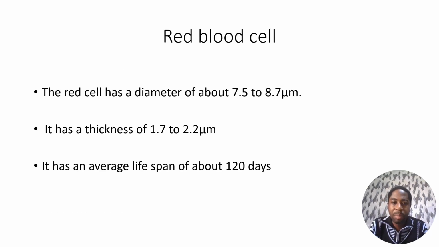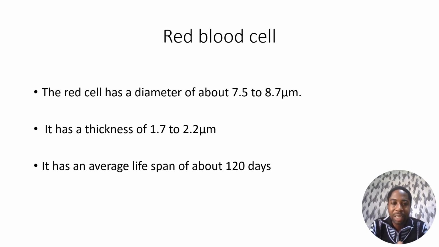The red cell has a diameter of about 7.5 to 8.7 micrometers. Micrometers simply means a length of 1 meter divided by 1 million. So 7.5 micrometers means 7.5 meters divided by 1 million. So the diameter of the red cell is 7.5 to 8.7 micrometers.